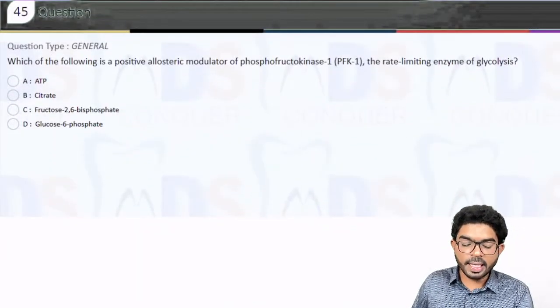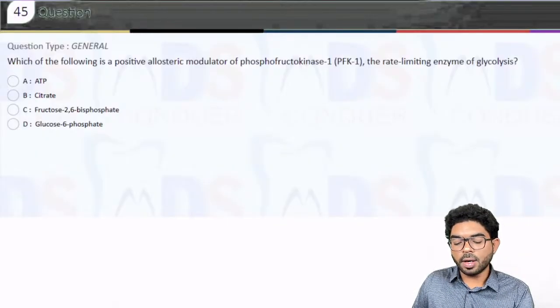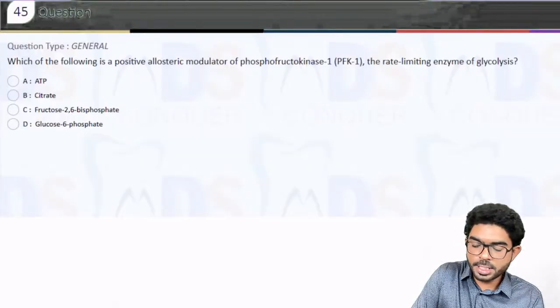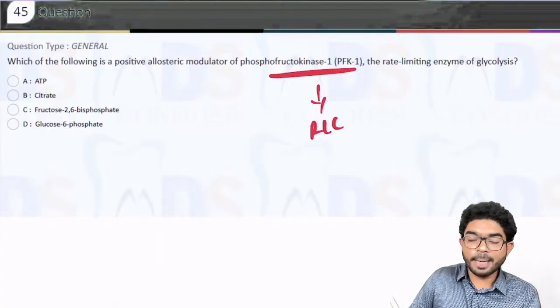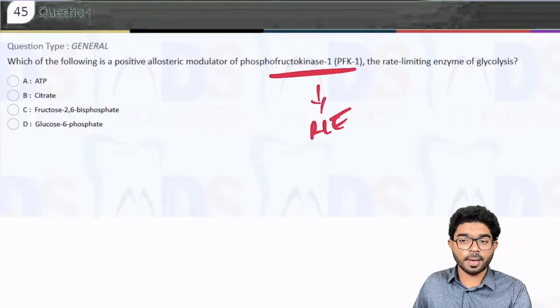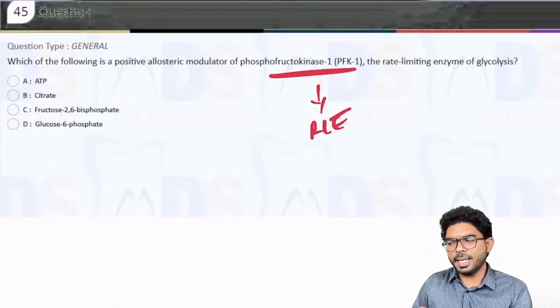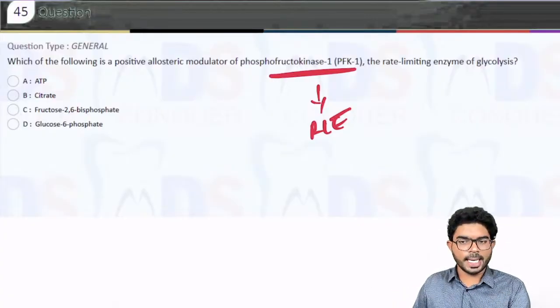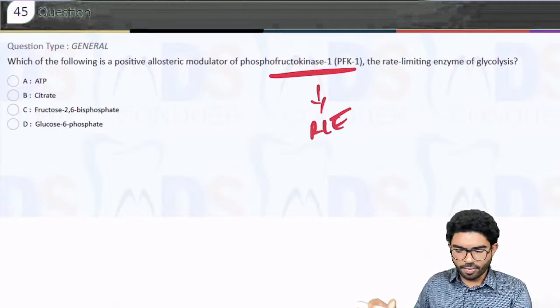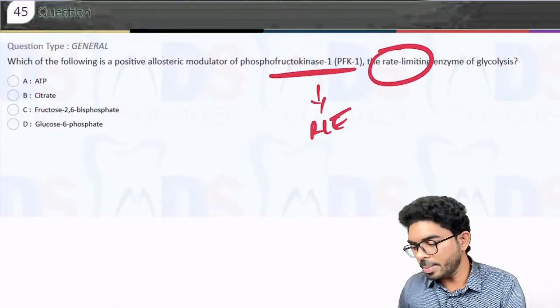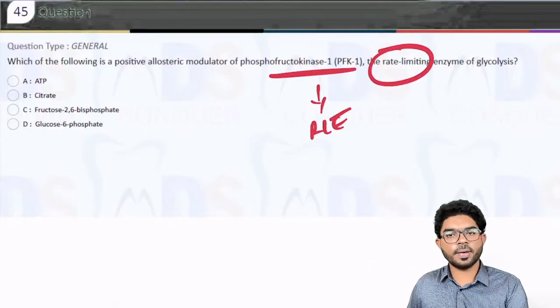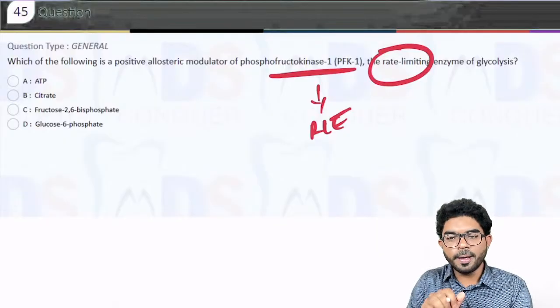Next comes, which of the following is a positive allosteric modulator of PFK? PFK is the rate limiting enzyme of glycolysis, also called the first committed step of glycolysis. The concepts of rate limiting enzyme and first committed step are discussed on all the platforms, WhatsApp, offline, online, everywhere. So they're talking about PFK. I told you to remember PK as Pawan Kalyan, Deputy CM of Andhra Pradesh, who plays a very important role in glycolysis.